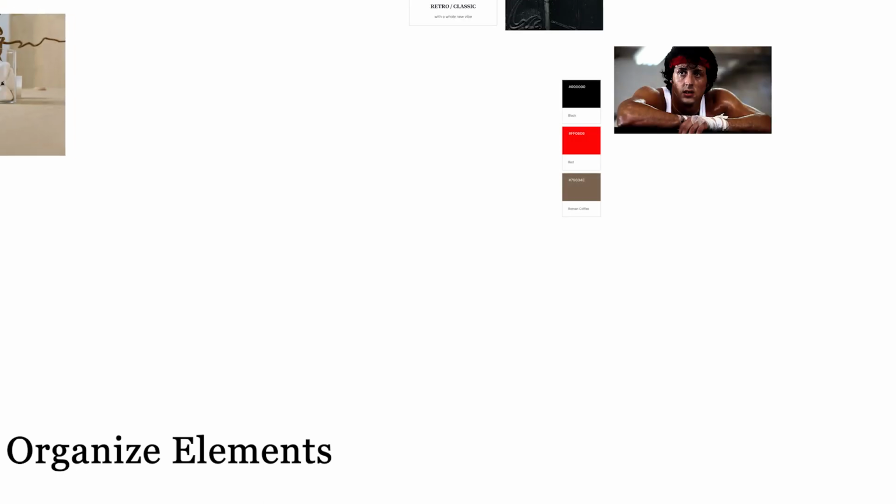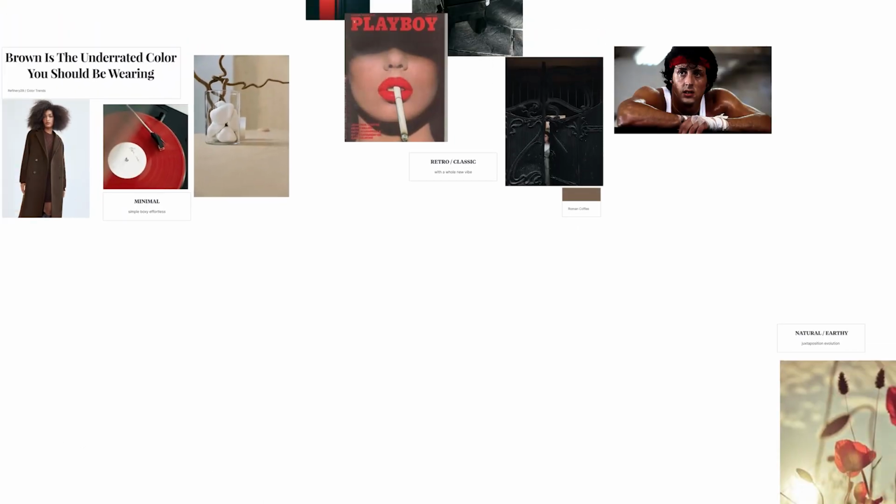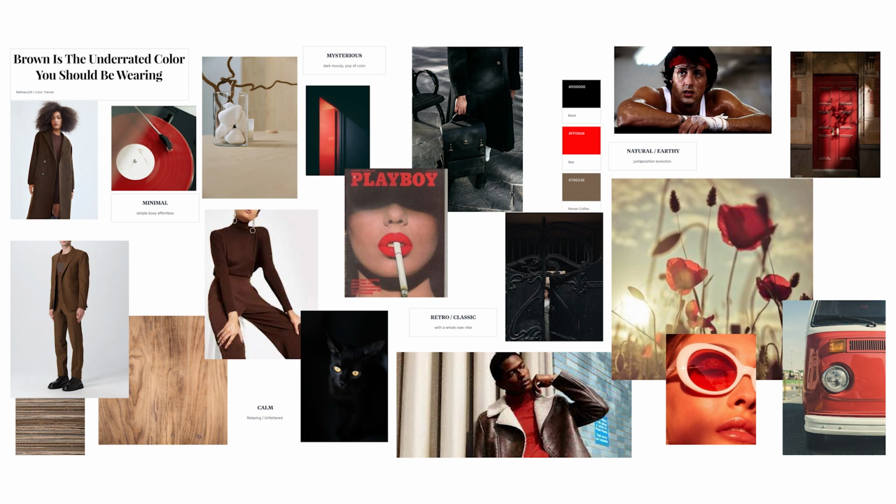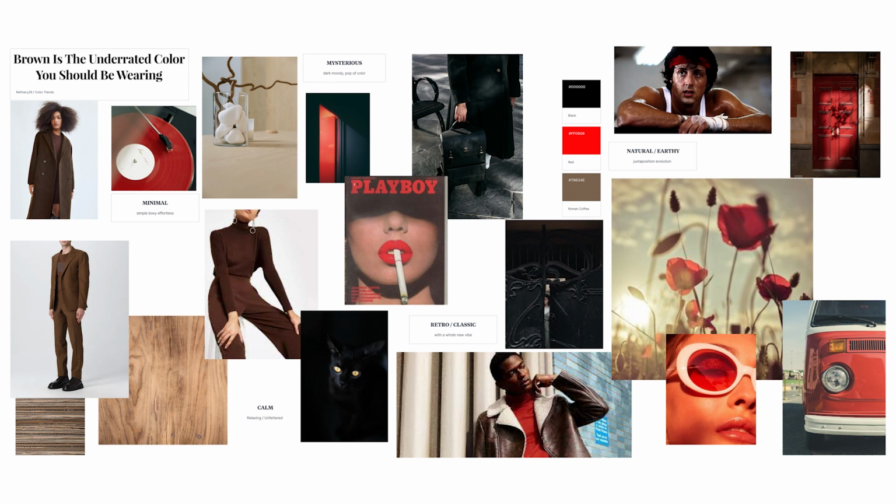Next, organize your elements. Arrange your images and other visual elements on your board in a way that makes sense to you and hopefully to other people. You can group them by color, by texture, by theme, however best conveys your idea. Then you need to start whittling away at some of the images and components that may not match up with your end goal and your end theme.